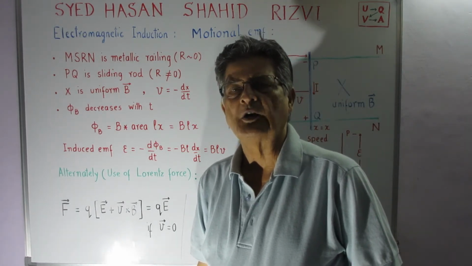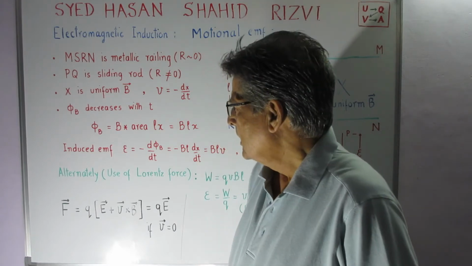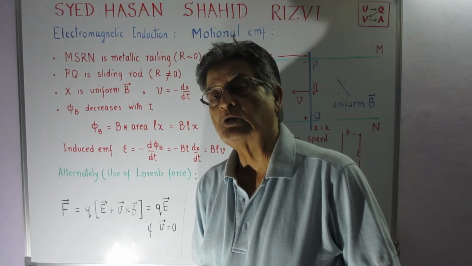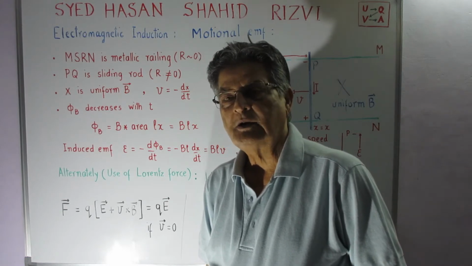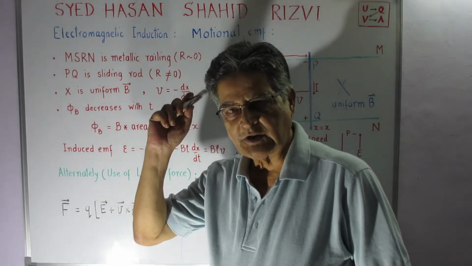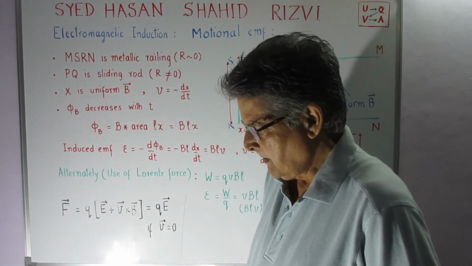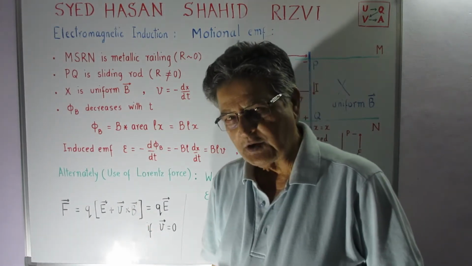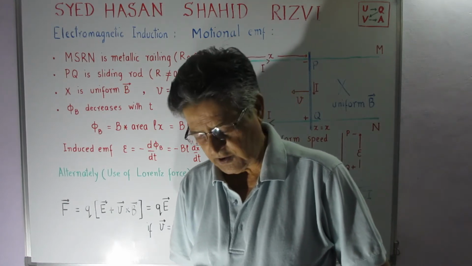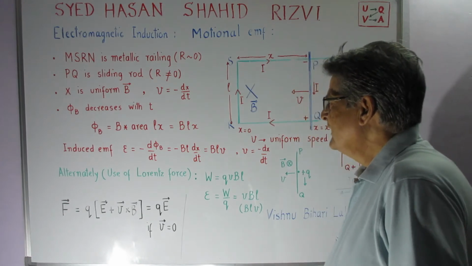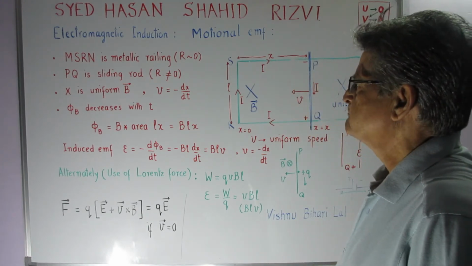is equal to minus d phi b over dt. I'm sorry, the expression was E is equal to d phi b over dt by Faraday, also by Henry, the experimental physicist, and Lenz put a minus sign. Okay, and he became famous for that.